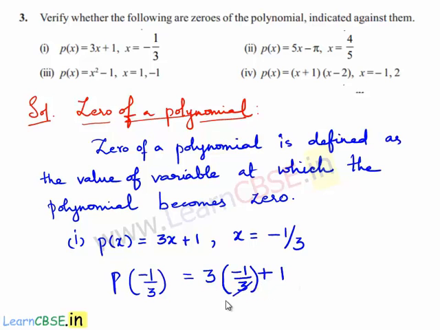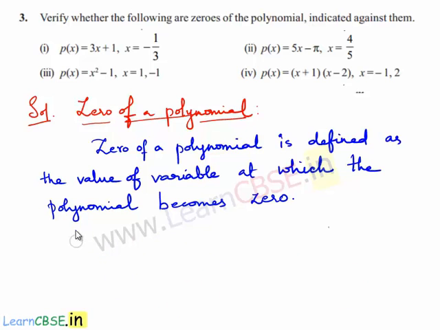So 3 and 3 get cancelled and we get minus 1 plus 1, which is 0. That is, P of minus 1 by 3 is 0. That means x is equal to minus 1 by 3 is the 0 of the polynomial. Hence, it is true that x is equal to minus 1 by 3 is the 0 of a polynomial.